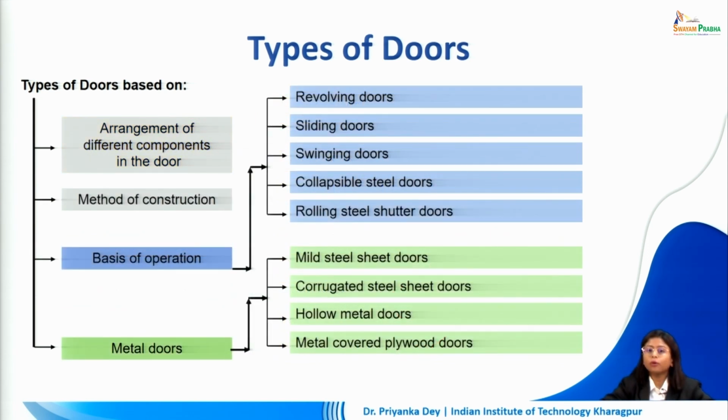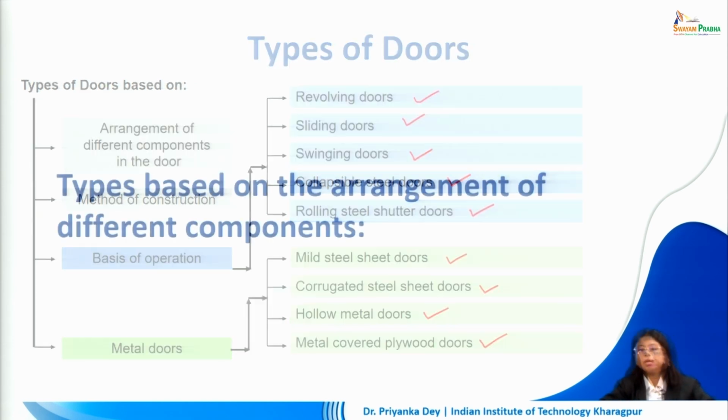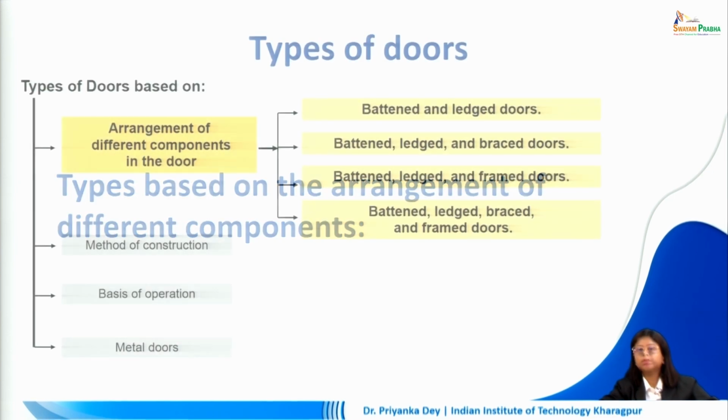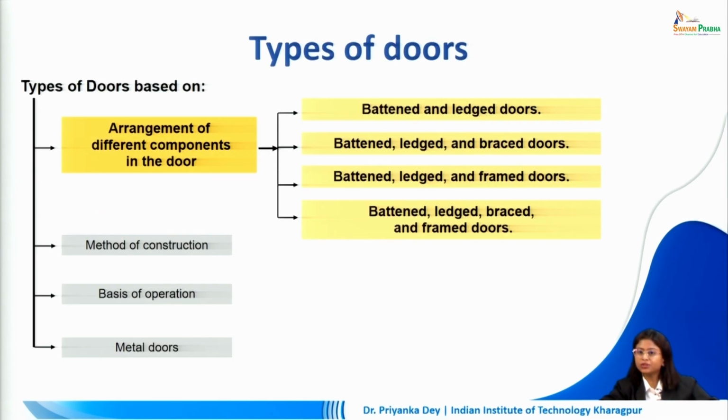On the basis of operation, that is how do the doors move, we can call them revolving doors, sliding doors, swinging doors, collapsible steel doors and rolling steel shutter doors. If we have metal doors, they can be further classified into mild steel sheet doors, corrugated steel sheet doors, hollow metal doors and metal covered plywood doors. Let's first see the classification on the basis of arrangement of different components. So these were the types. We are going to look at each of them in detail.